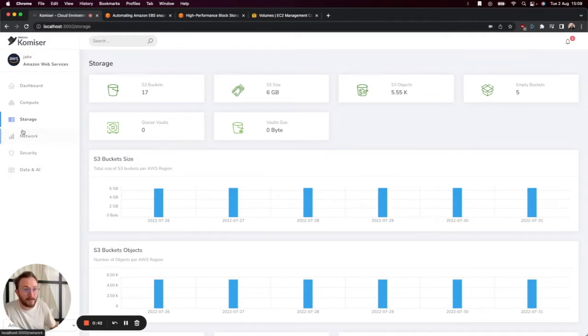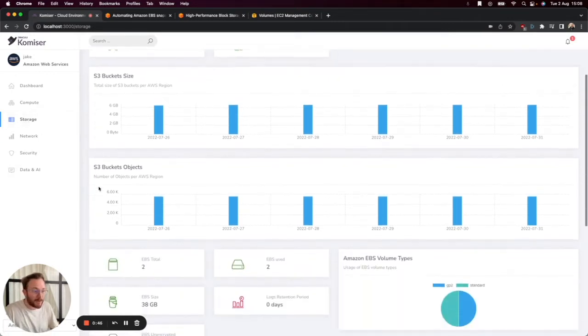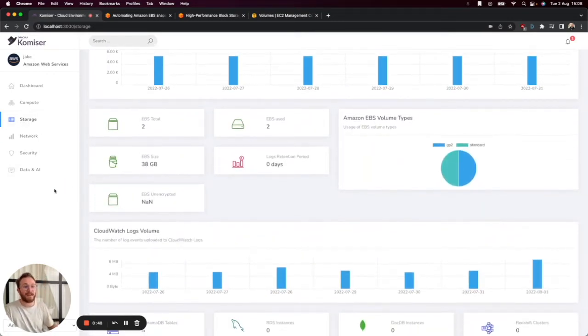So I'm over here in Commissar in the storage tab. If we scroll down, we're going to go down to the EBS section. This is Elastic Block Storage, and we're going to have a look at these two widgets. We're going to be looking at the total amount of EBS volumes and the amount of EBS volumes that are used, because of course we always want to be using the EBS volumes that are present in our account, which means that we have an EBS volume attached to an EC2 instance.